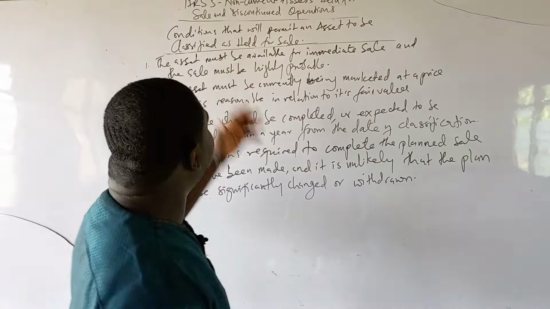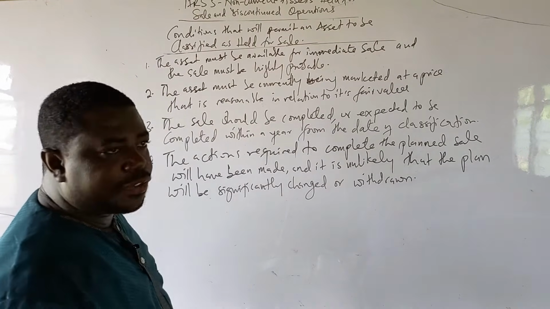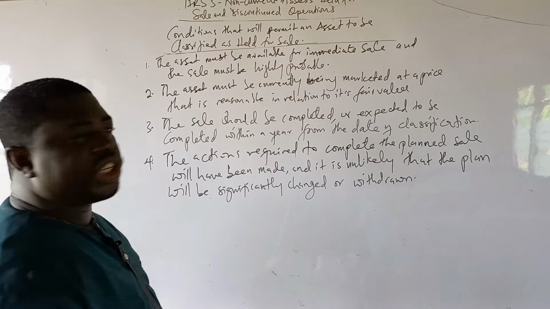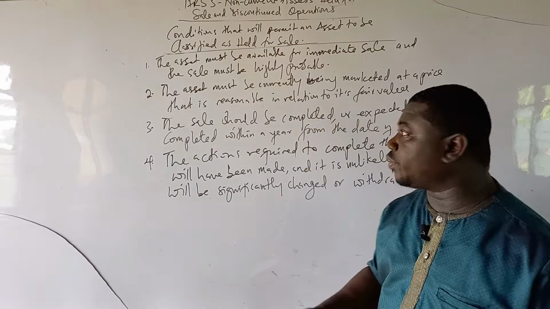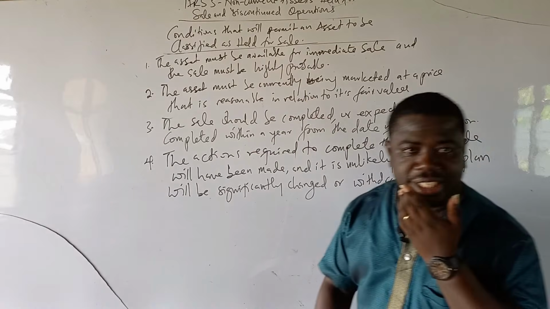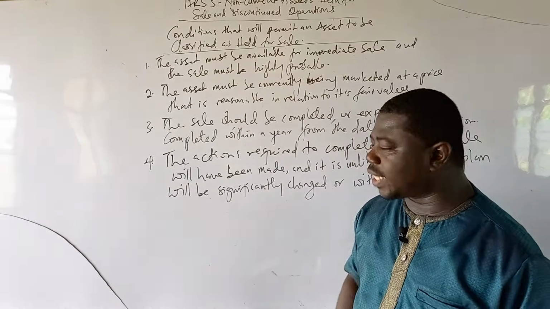So these are the conditions that will permit you to classify an asset as held for sale, and you need to master these conditions to be able to give proper advice to companies as a chartered accountant on how to classify assets as held for sale or not. So that is what you should understand.